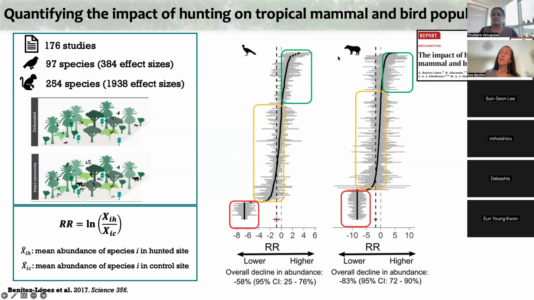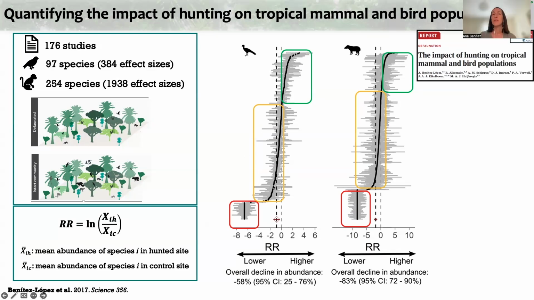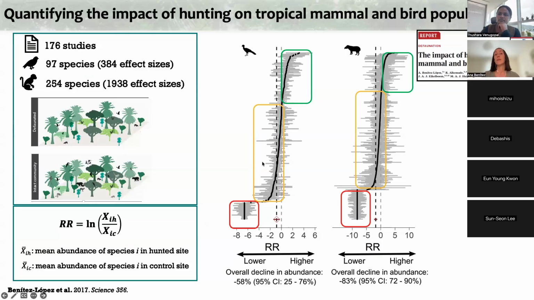And in green, what you see is some species that have their populations increasing in hunted areas, maybe because they're not targeted or because they actually thrive, because they may be small-sized species that, when the predators and competitors are gone, become very abundant. But in most cases, most of the species have clear declines in their abundance, and some of them are locally extirpated, which is what we see here.